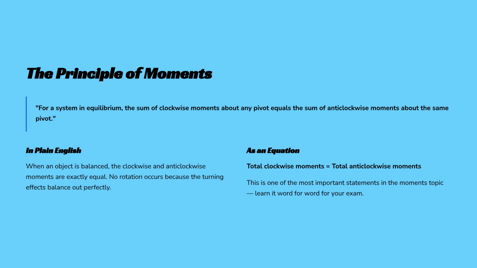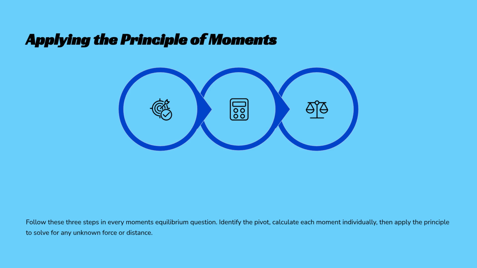For your exam, learn this statement word for word. For a system in equilibrium, the sum of clockwise moments equals the sum of anti-clockwise moments. To apply this principle, follow these steps. Identify the forces and the pivot, compute the moments on each side, then equate and solve for the unknown.